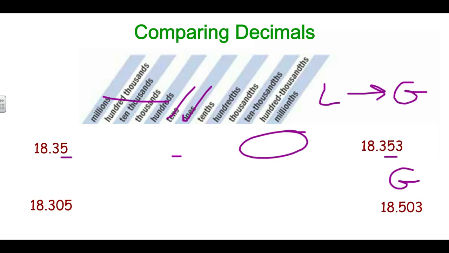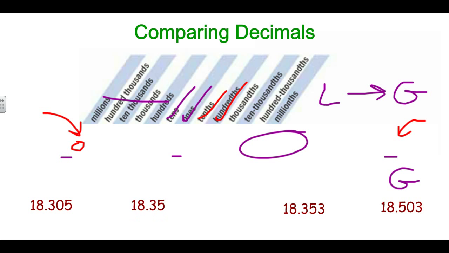And now we look at the thousandths. Even though our number 18.35 doesn't have a thousandths place showing, it always has a 0 at the end. And here, the 3 in the thousandths place is actually greater than the 0 in the thousandths place, which means that whole number is greater than the number before. So here we have 18.305, 18.35, 18.353, and 18.503 from least to greatest.